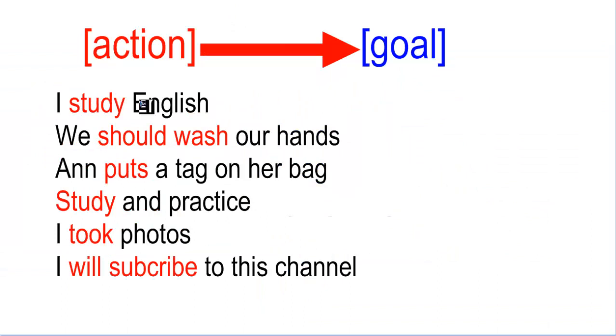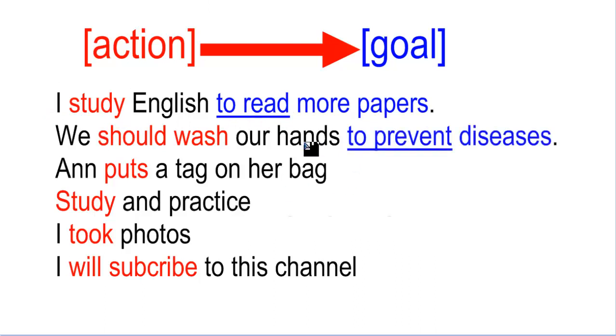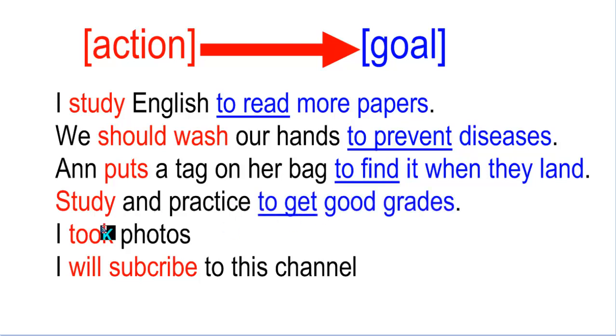More examples. I study English. What is my goal? To read more papers. We should wash our hands. What is the purpose of doing that? It's to prevent diseases. Anna puts a tag on her bag. What is the point of this? To find it when they land in the airport. Maybe she could lose her backpack. That's why she puts a tag, a thing, an object to differentiate the bag from other bags. Study and practice to get good grades. I took photos. What was my intention?